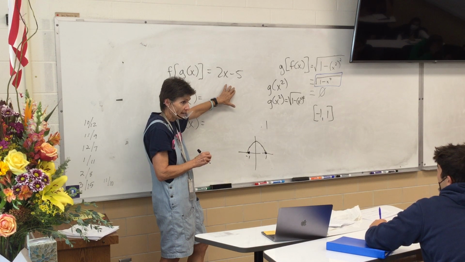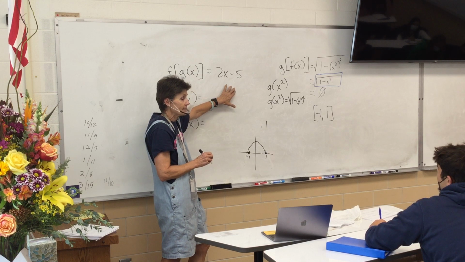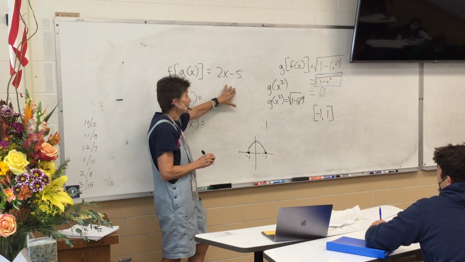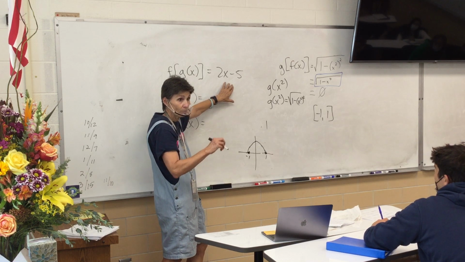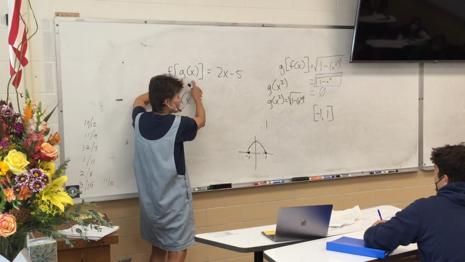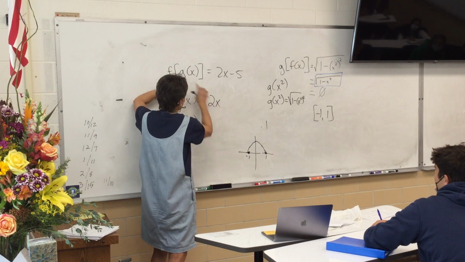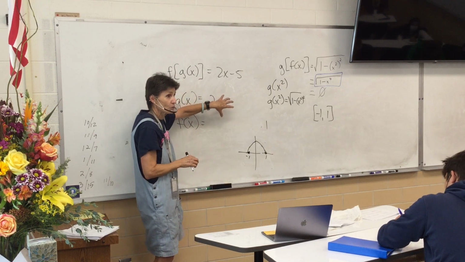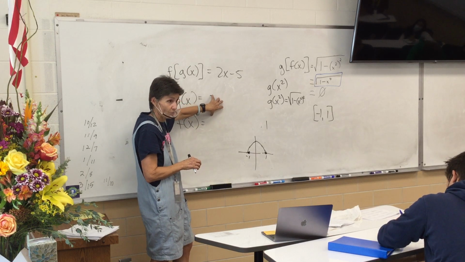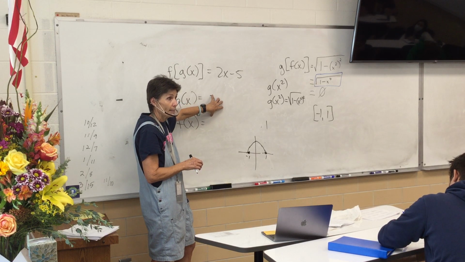Any thoughts on that? It's easy. What's the first thing you need to happen? Multiply by 2. So our first function is going to multiply by 2. Now, what is our second function going to do? It's going to take that answer and do what?